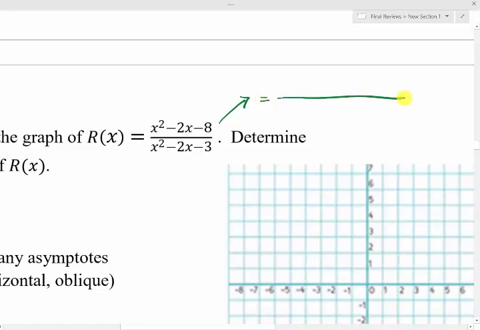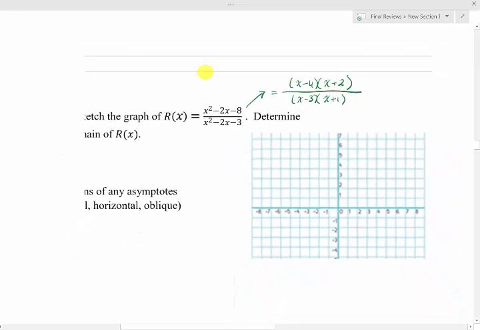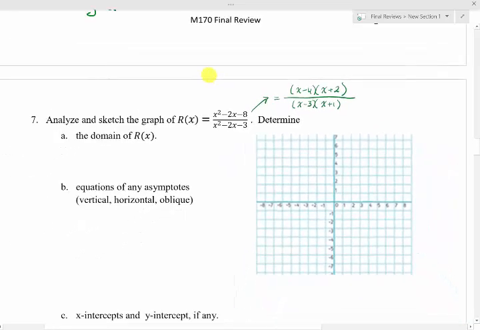So the numerator is going to factor into x minus 4 times x plus 2. And my denominator will factor into x minus 3 times x plus 1. So then we can go ahead and look at our domain. Well, this is a fraction.